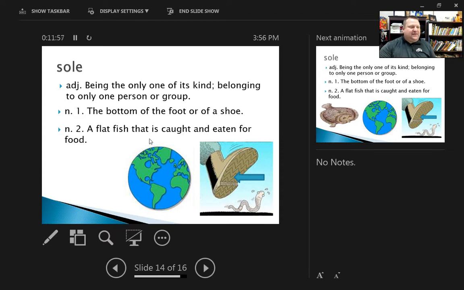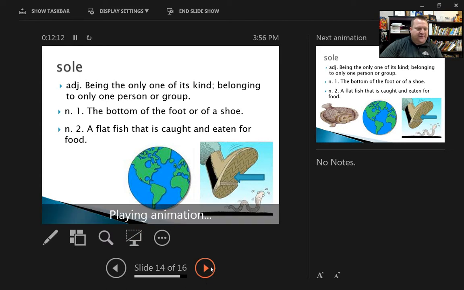You also might be thinking of the other spelling of the word, which is S-O-U-L. That is not this spelling, rather, and is a different meaning than any of the words that we'll be studying. But those are the three definitions for the word sole that you need to know for this week.